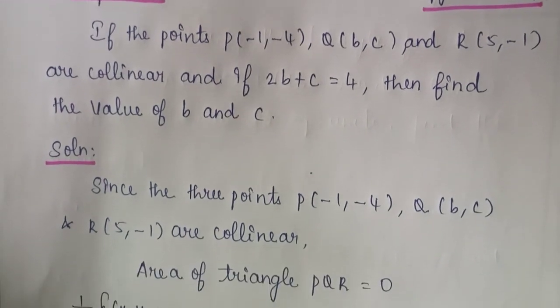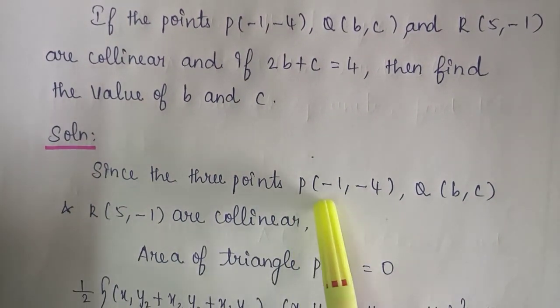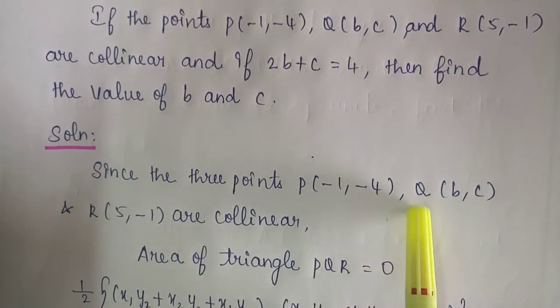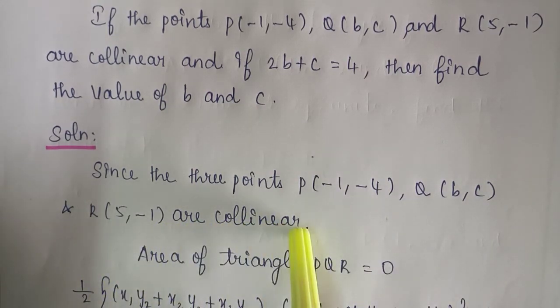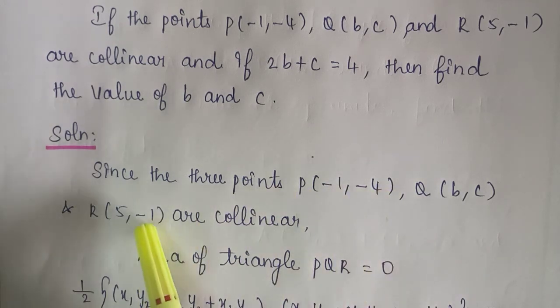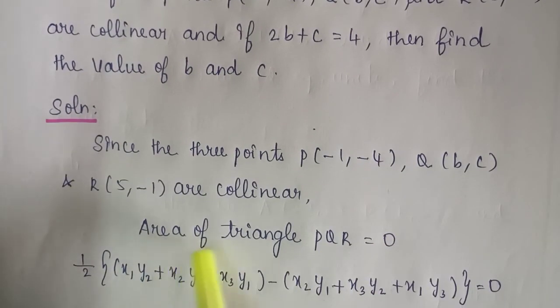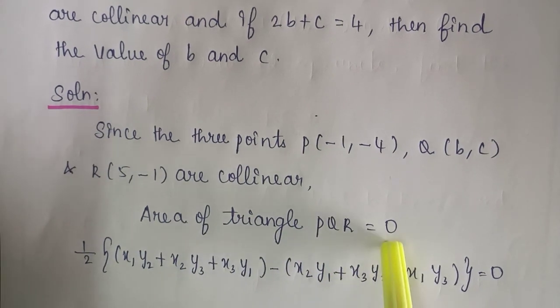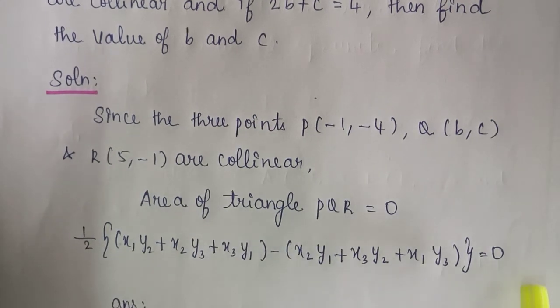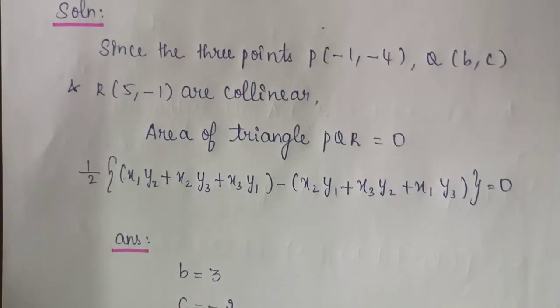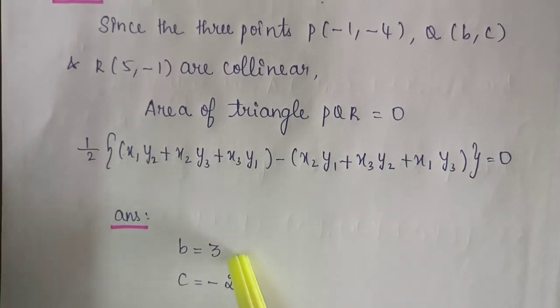So solution, since the 3 points P of minus 1 comma minus 4, Q of b comma c and R of 5 comma minus 1 are collinear. If the 3 points are collinear, we know that the area of the triangle is 0. So area of triangle PQR is equal to 0. We know the formula of the area of a triangle. We just write the formula, which is equal to 0. So you get the answer b is equal to 3 and c is equal to minus 2.